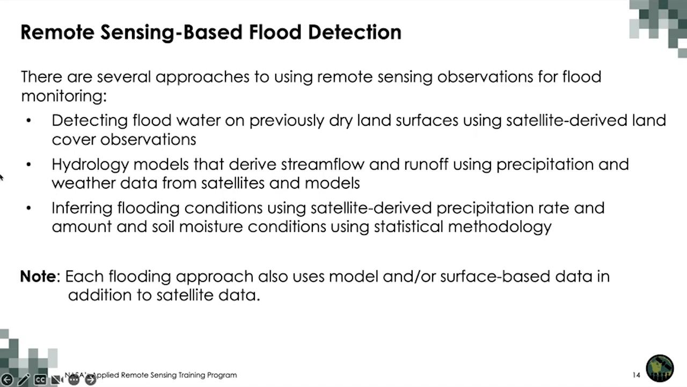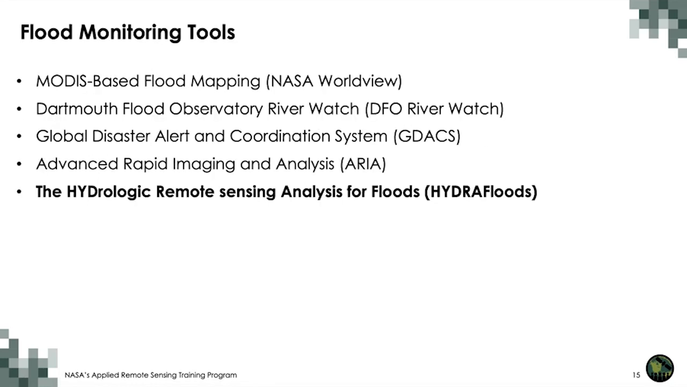It's just a statistical technique that tells you about flood occurrence. Also note that all these approaches do use some kind of modeling and surface-based observation data in addition to remote sensing. So altogether, they provide the best monitoring and mapping capability, also using models that can be used for prediction. Statistical techniques are sometimes used for prediction as well.